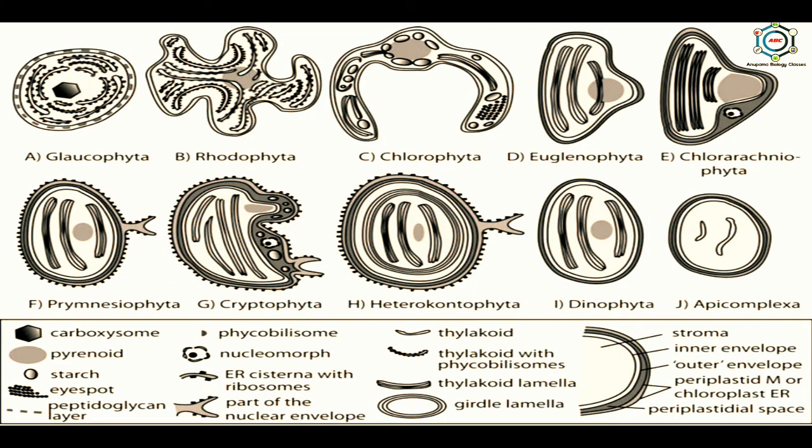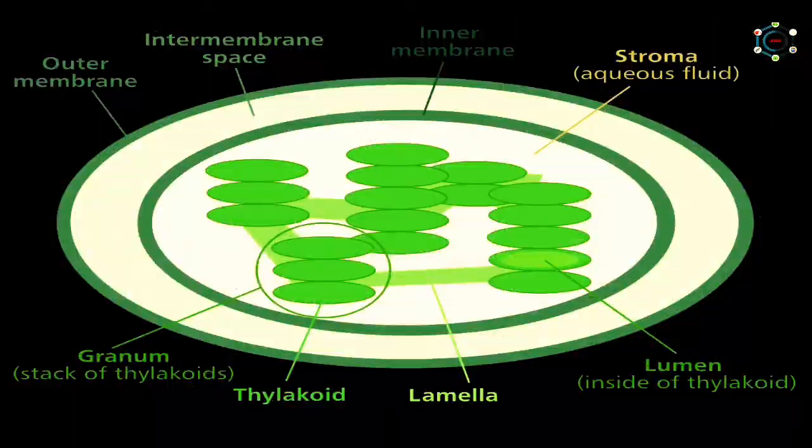Now, algal chloroplasts vary in shape and size. Here you can see the different shapes of the chloroplast. It is ribbon-shaped in Spirogyra, collar-shaped in Ulothrix, star-shaped in Zygnema, cup-shaped in Chlamydomonas, bell-shaped in Chlorella, and reticulate in Oedogonium. The chloroplasts of higher plants are usually discoid, ellipsoidal or biconvex lens-shaped. They are usually 4 to 10 micrometers in diameter and 1 to 3 micrometers in thickness.